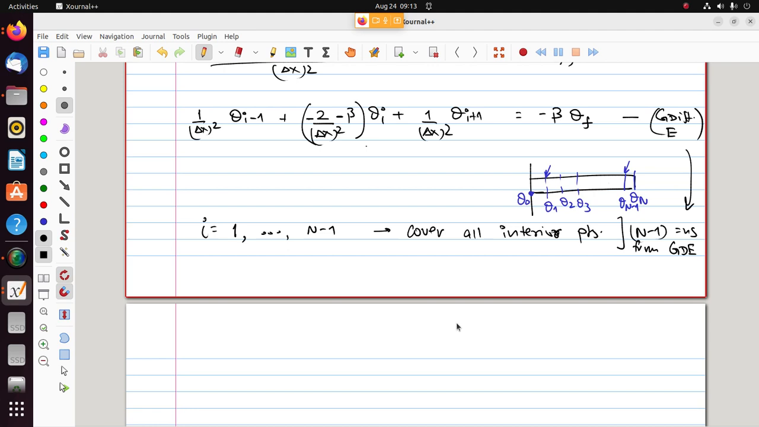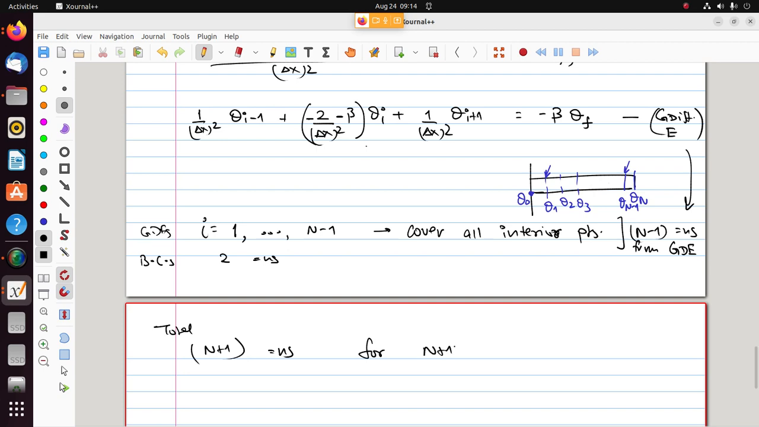And then we have two boundary conditions. So the boundary conditions will give us two equations, and collectively we have a total of n plus 1 equations, for a total of n plus 1 theta i's. So you have n plus 1 theta i values, as you can see from the figure on the top, and you have n plus 1 equations, so that looks tractable. You should be able to solve it. Is that clear? Any questions?